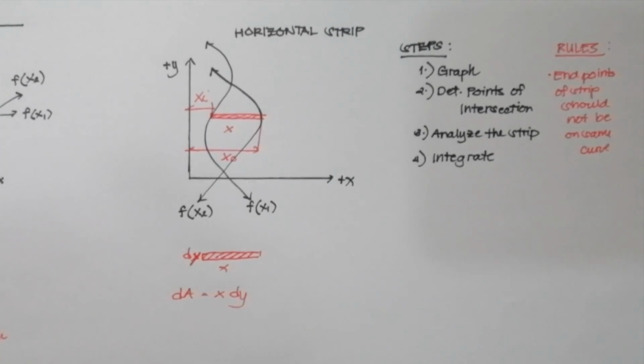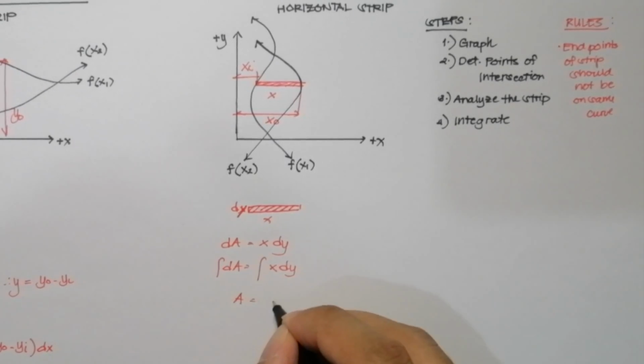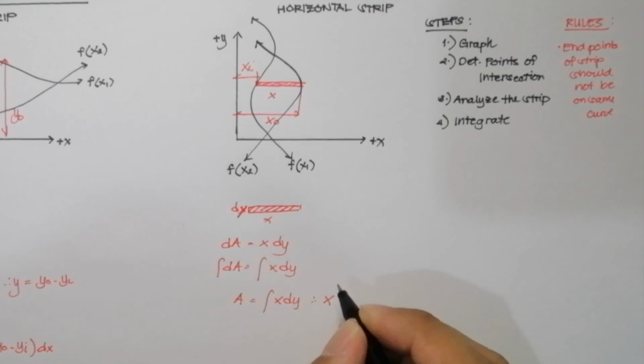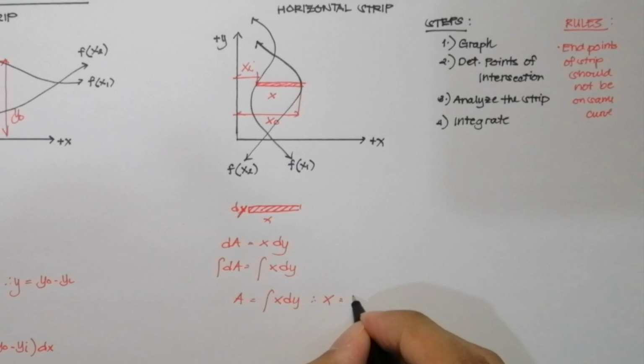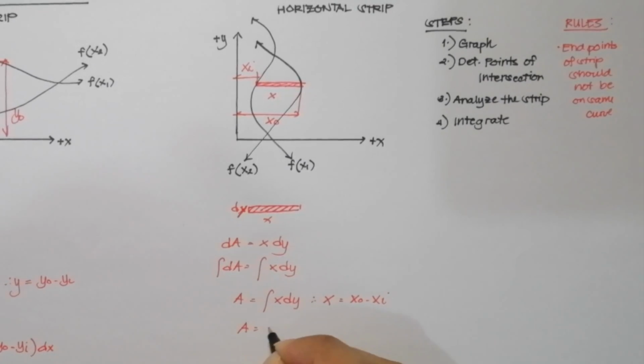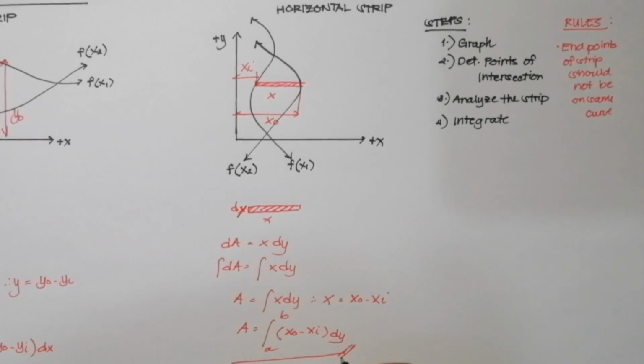So to solve for the whole area, we integrate the differential area. So integral of x dy. Our area is equal to the integral of x dy, in which the x is equal to x outer minus x inner. So now the area will be the integral of x outer minus x inner dy from A to B as the limits, and that is how we solve using horizontal strip.